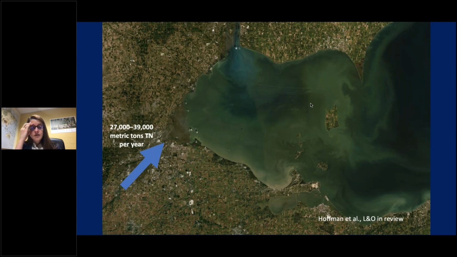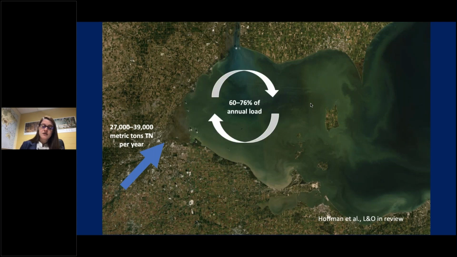So Daniel did these calculations and showed that in the Maumee River, there's between 27,000 and 39,000 metric tons of TN per year coming in. And when you scale up his regeneration rates, you see that that internal resupply of ammonium can actually account for 60 to 75% of the annual load of nitrogen into the Western Basin. And that's pretty impressive, that with such a short residence time, it can still supply this large amount of nitrogen. And I think that that's really critical for sustaining and maintaining these harmful algal blooms.